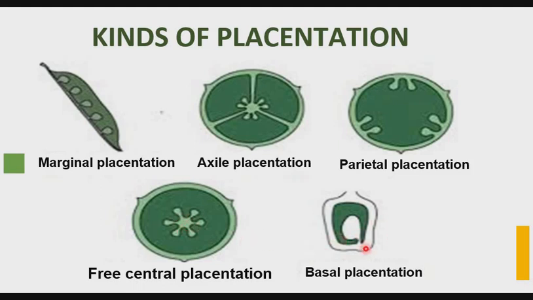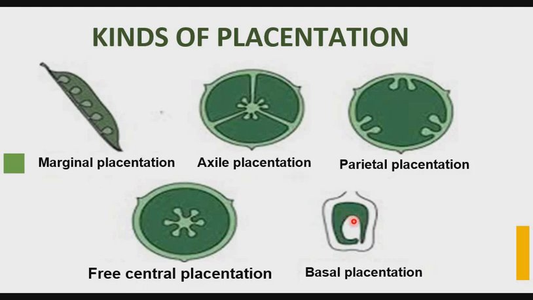We have basal placentation. In basal placentation, the ovules are attached to the base of the syncarpous ovary. Example, we have sunflower. Apart from sunflower, we have another one like mango. It also has basal placentation. These are the different kinds of placentation.